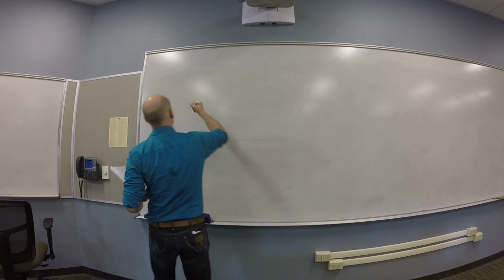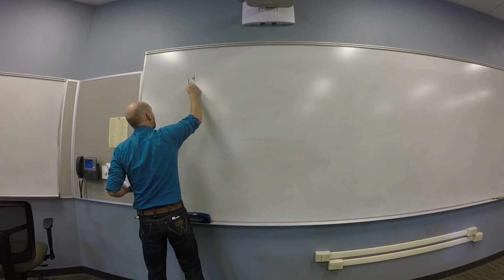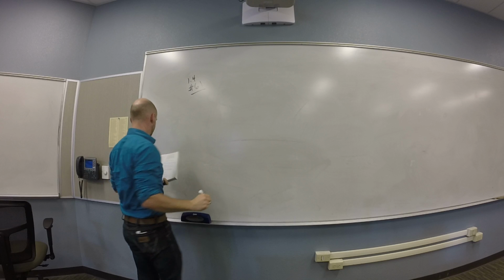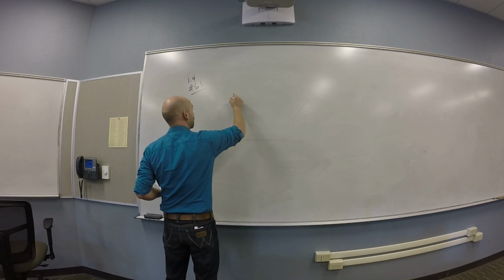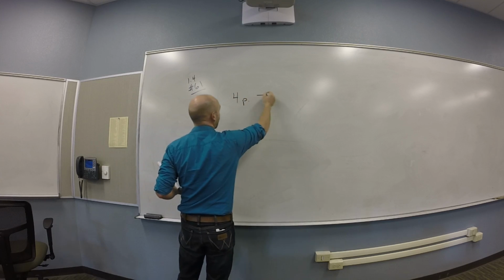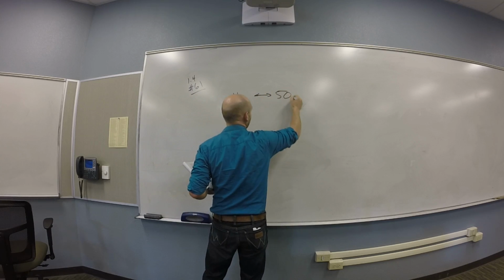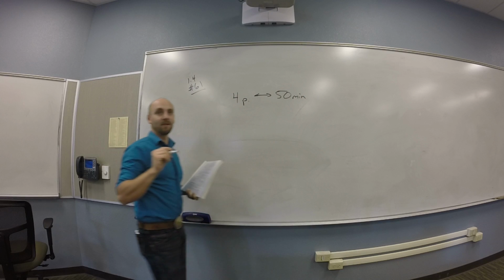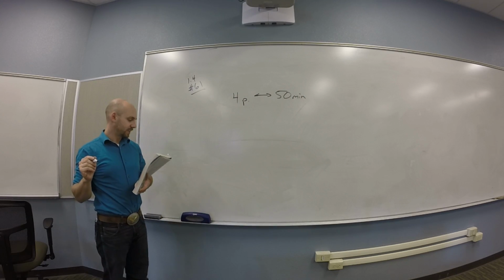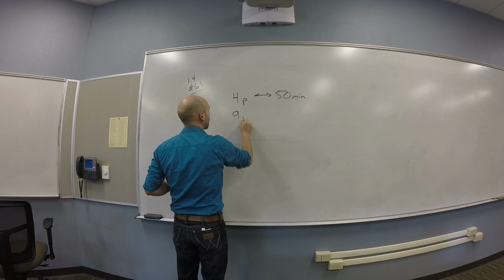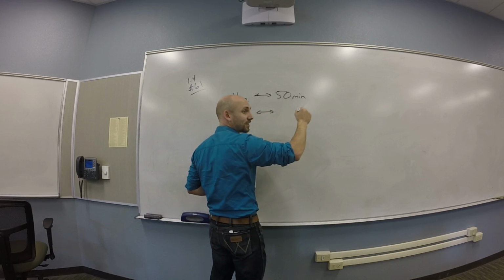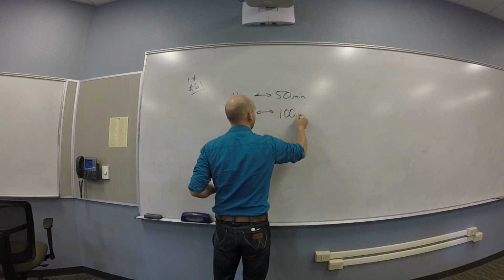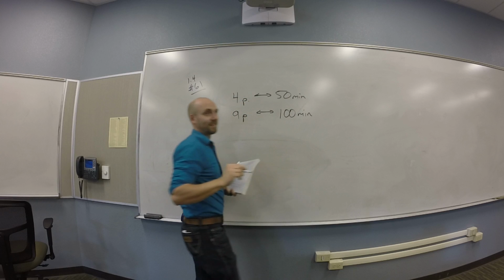Okay, so 1.4 number 61 has a wall of text. Yeah, that is true. It says I can type 4 pages in 50 minutes, so 4 pages goes with 50 minutes. Then it also says 9 pages goes with an hour and 40 minutes, which is 100 minutes. Cool?